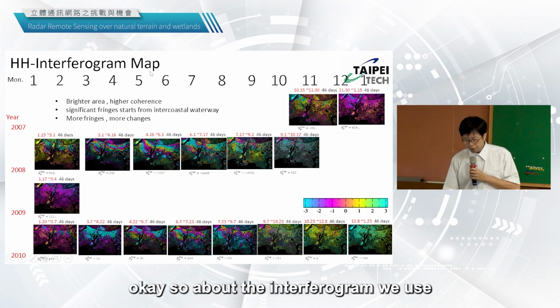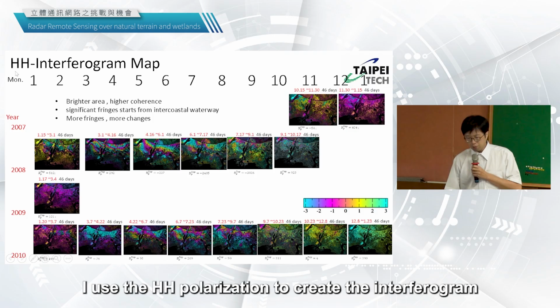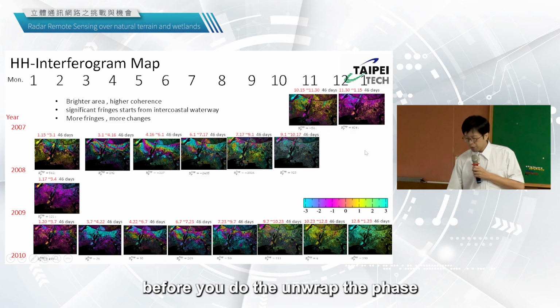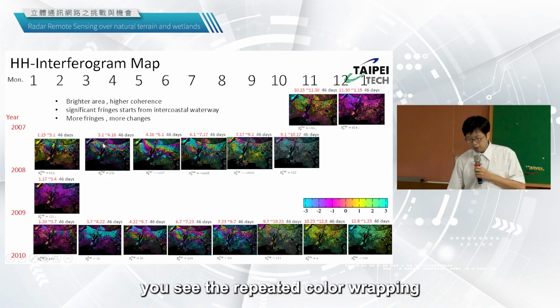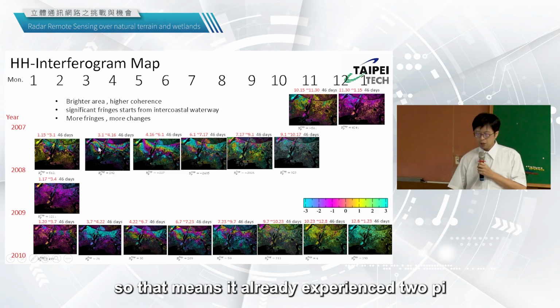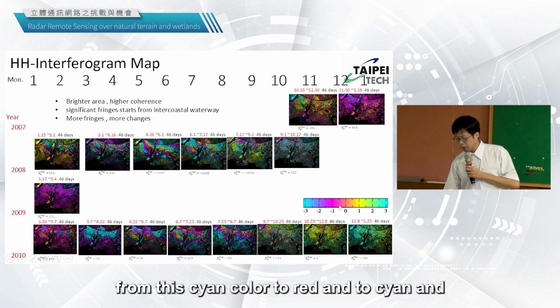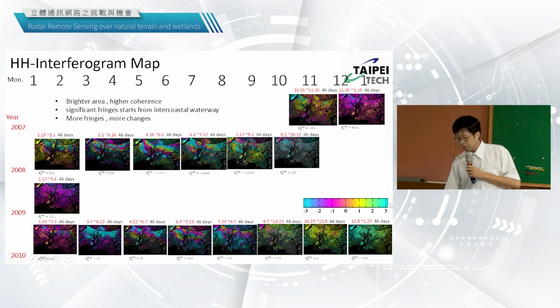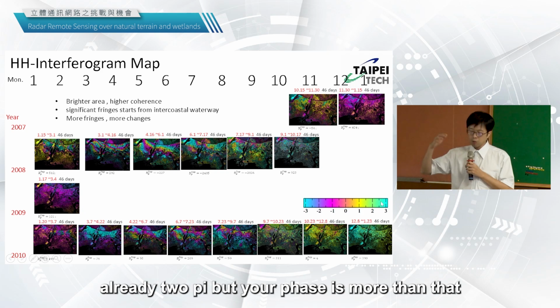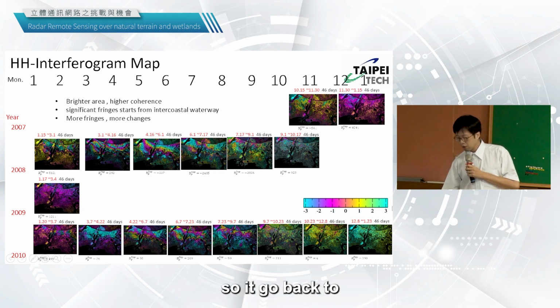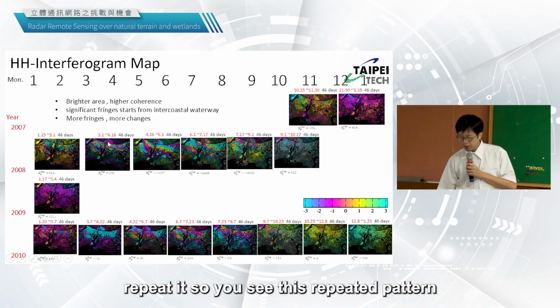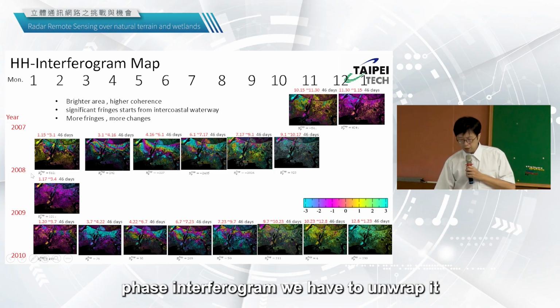Okay, so about the interferogram, I use the HH polarization to create the interferogram. Before you do the phase unwrapping, you may expect this kind of pattern. You see the repeated color wrapping. That means it already experienced the 2 pi from this cyan color to red and to cyan, already 2 pi, but your phase is more than that, so it goes back to repeat. So you see this repeated pattern. This initial interferogram, we have to unwrap it.